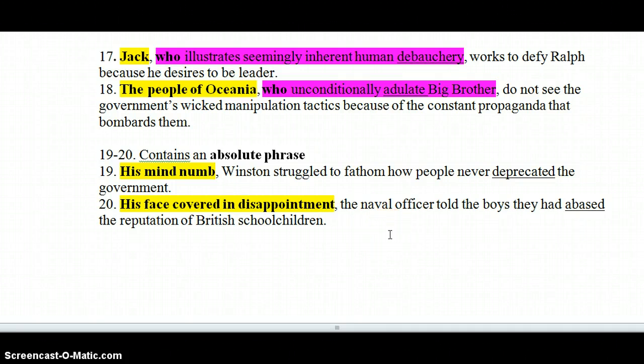So that's pretty much the various types of sentences and phrases and clauses that were asked for in this assignment. If you have further questions, you can return to the previous tutorial earlier in the year or come see me.